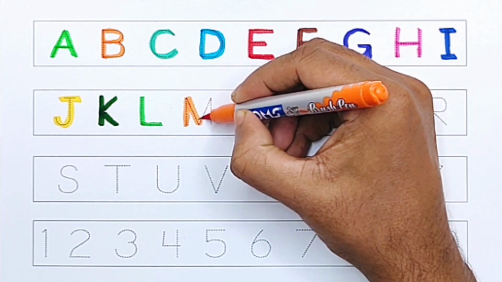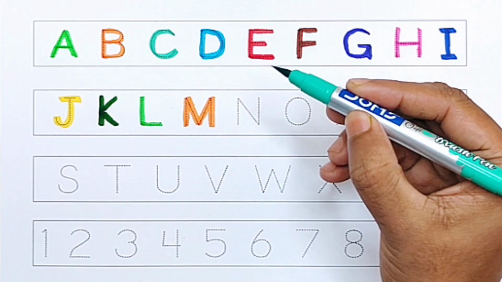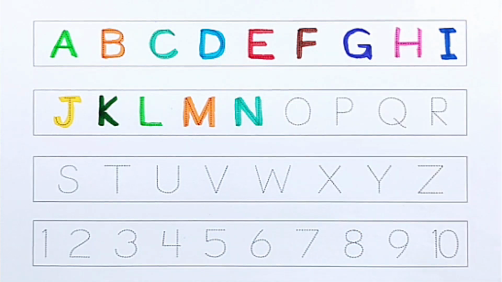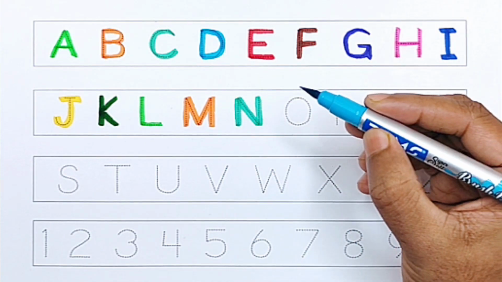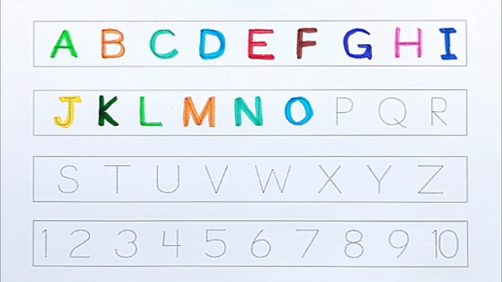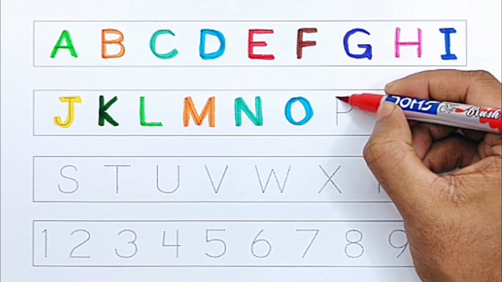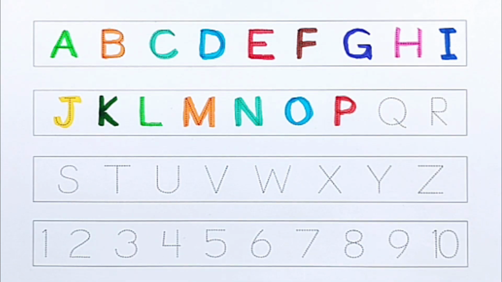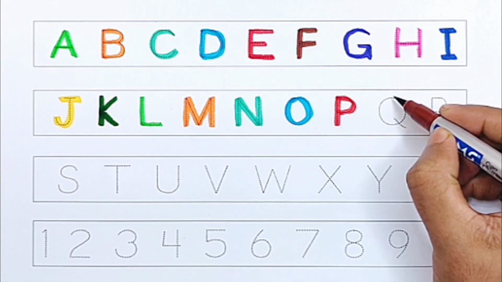M for mushroom, sea green color. N for nuts, sky blue color. O for onion, red color. P for pineapple, brown color.